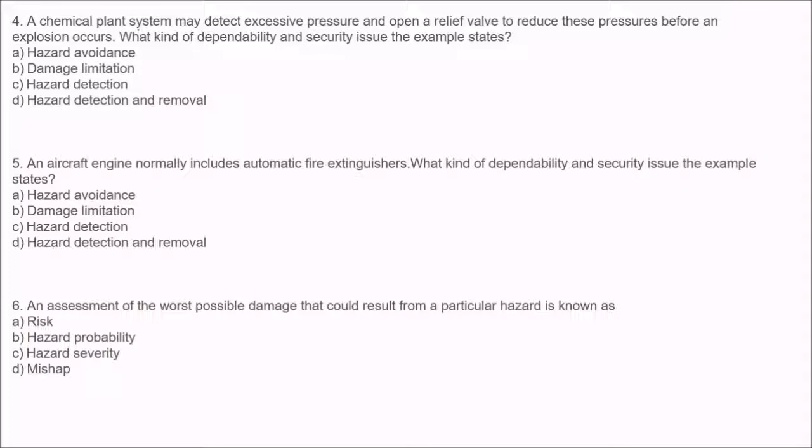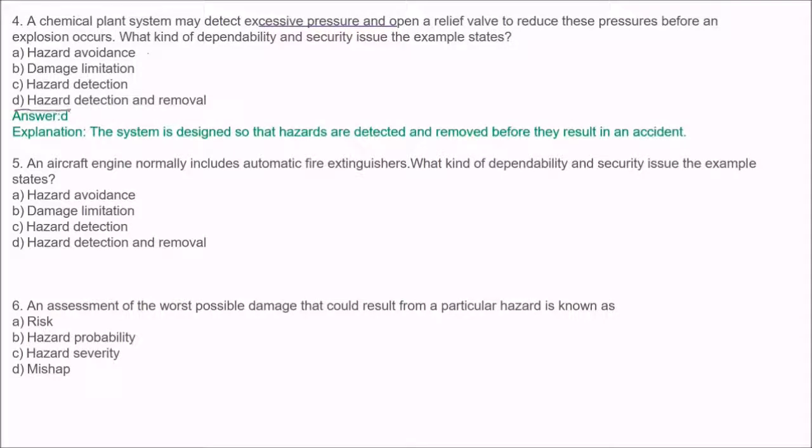Next, a chemical plant system may detect excessive pressure and open a relief valve to reduce this pressure before an explosion occurs. What kind of dependability and security issue does the example state? This is some kind of hazard, but we have to find out that if in a chemical plant system we detect excessive pressure and open a relief valve to reduce this pressure before an explosion occurs, this is hazard avoidance or detection or removal. The answer is D, hazard detection and removal.